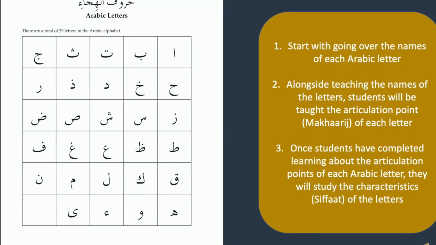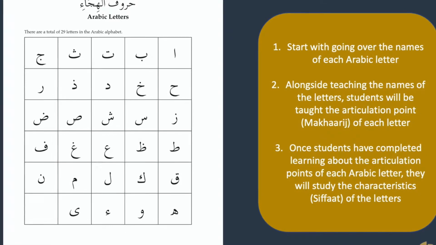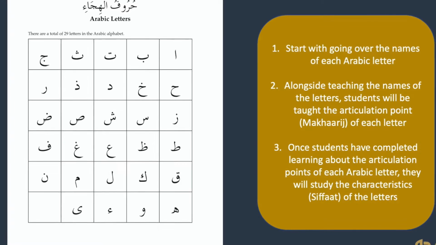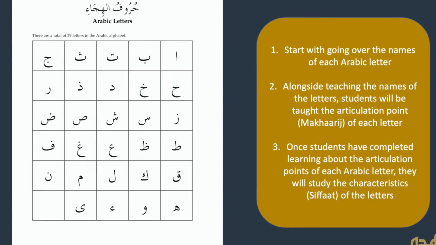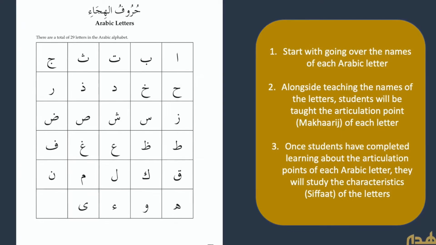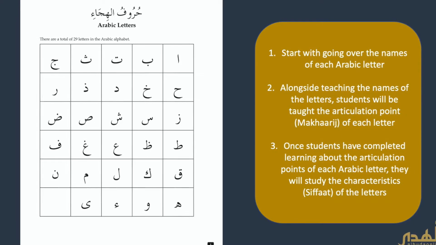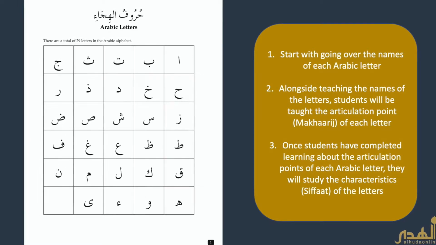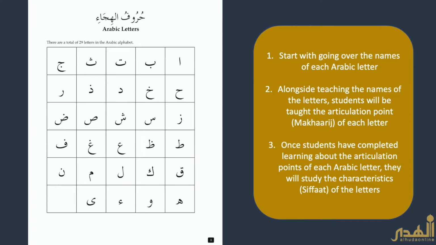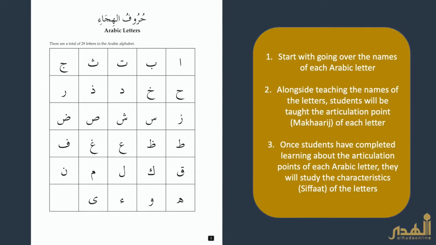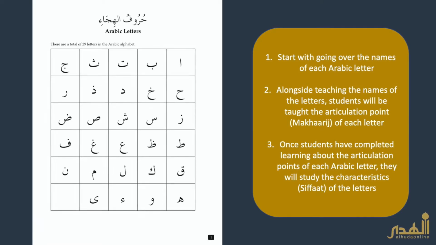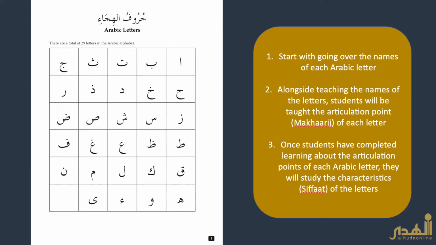So here we are, Huruful Hijai, and there are 29 Arabic letters in the language, if you're counting the alif as well, and then you have the total of 29 letters. When we're studying the huruf, this is very, very crucial, because here the students will learn the name of each letter, and when you start going over these letters, it is important that you are also teaching them on the side the makharij.